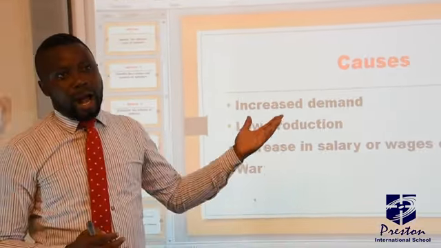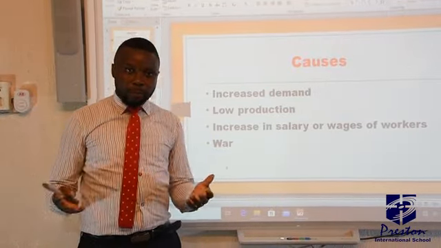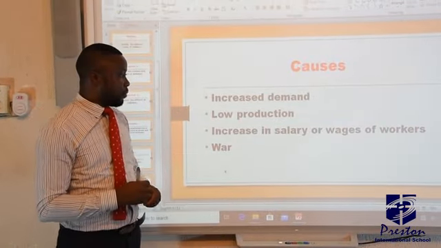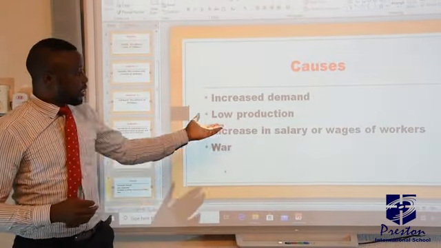We talk about low production. When the number of goods and services produced in the economy does not match the demand of the people, it can also lead to inflation. Increase in salaries or wages of workers. When workers have more money at their disposal due to increased salaries, they have more money to spend on goods and services, and as a result, it can result in inflation. Then inflation can also occur in the time of war, where there are no opportunities to produce goods and services.